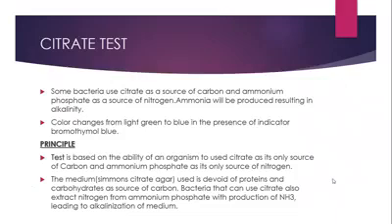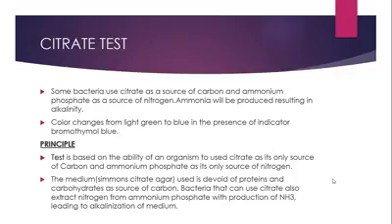The second test is the citrate test. So here the compound is citrate. Some bacteria use citrate as a source of carbon, and along with it ammonium phosphate as a source of nitrogen. Ammonia will be produced, resulting in alkalinity.